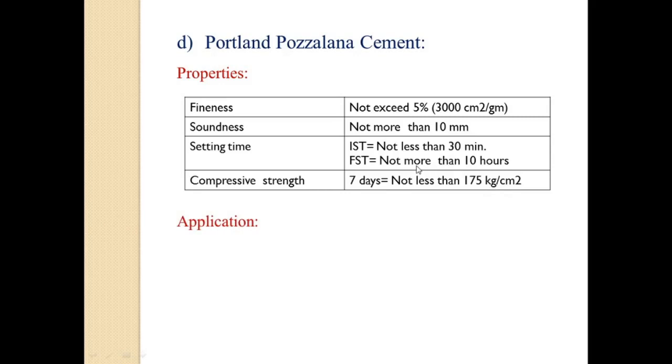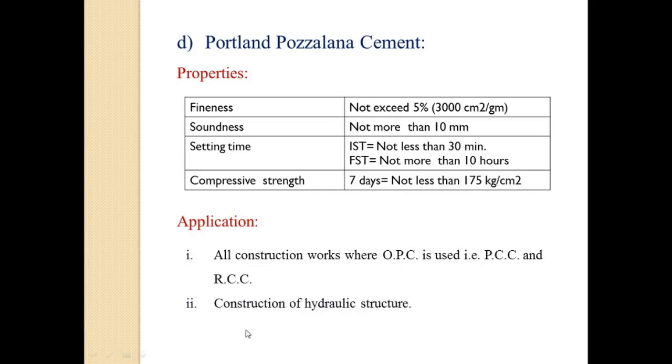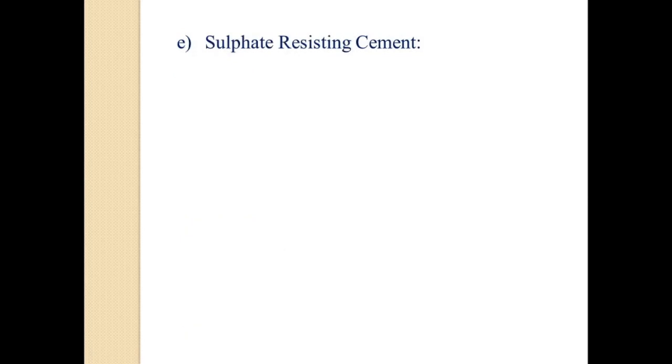Let us see what the applications or uses of this Portland pozzolana cement are. We generally use this cement in all construction where we use ordinary Portland cement, that is PCC work or RCC work. Then construction of hydraulic structures, then mass concreting works also, because it produces less heat of hydration. Next is the sulfate resisting cement.